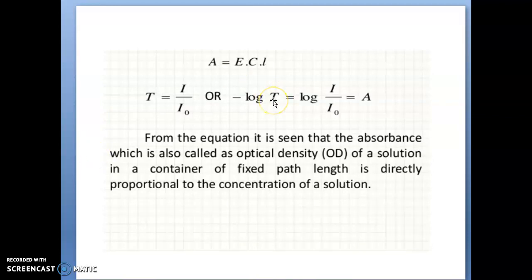T is I by I0, the transmittance. So log I0 by I is equal to A. Then the relation between transmittance and absorbance will be A is equal to minus log T.